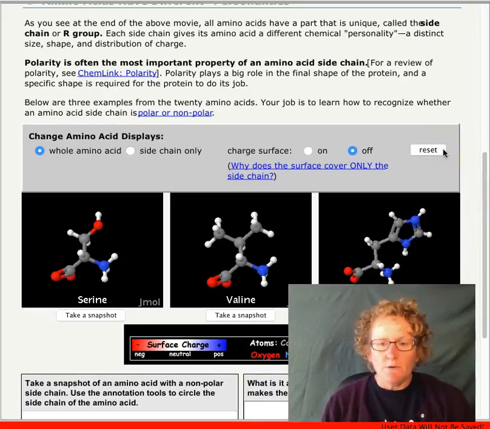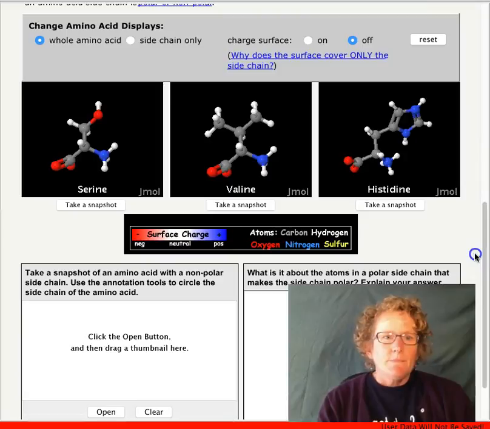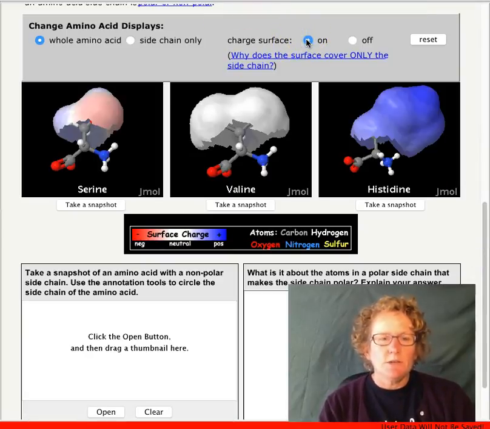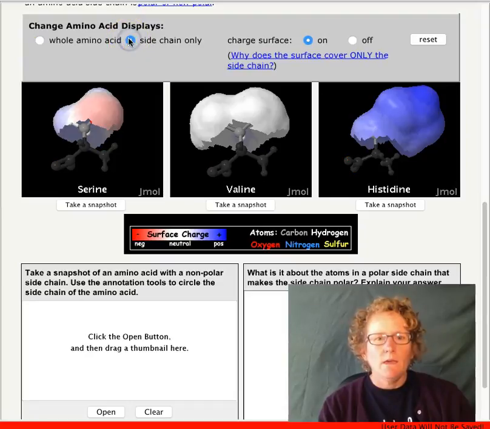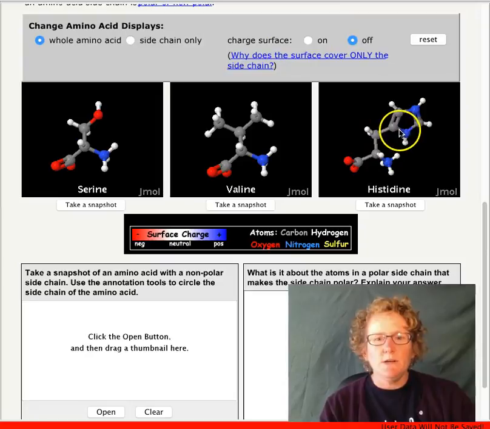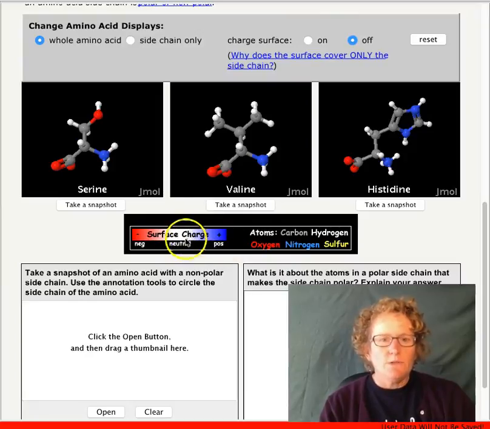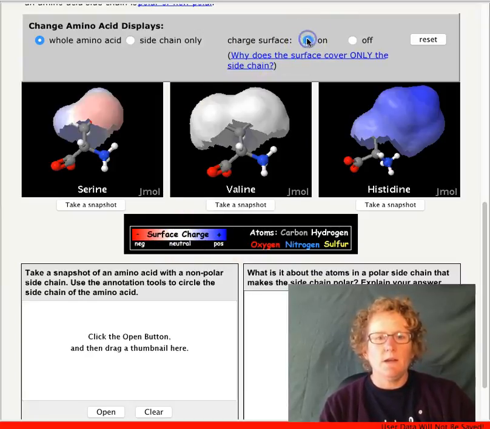An important part of that R group, or that different part of the amino acid, is its polarity. So let's check out the polarity of a couple amino acids here. So let's look at the surface charge. And we can look at the whole amino acid. You can see that the charges are really only on the side chains. And let's look under the surface charge here and see there's 2 nitrogens here. And if we put the surface charge on again, we can see that those nitrogens create a positive surface charge. Let's turn it off again. Neutral surface charge right here, carbon and hydrogen. Let's look again. So this is pretty neutral.